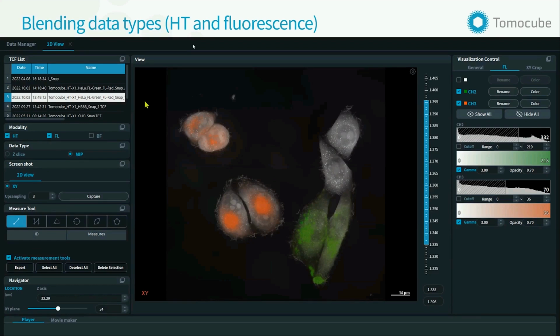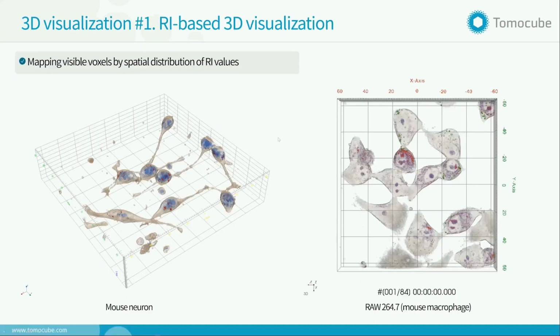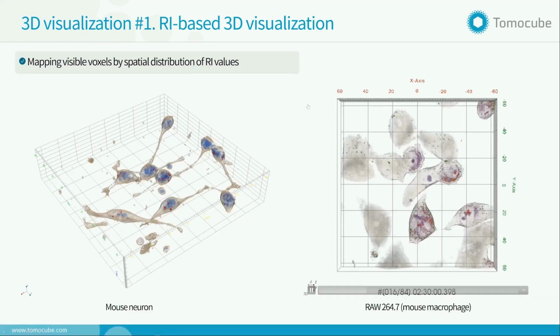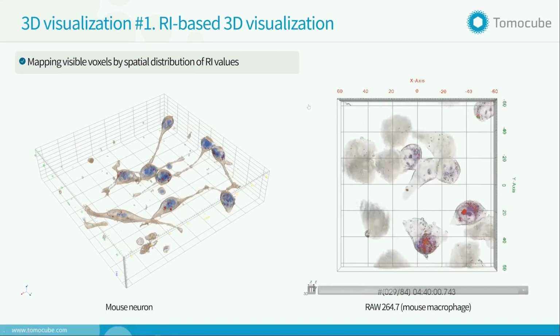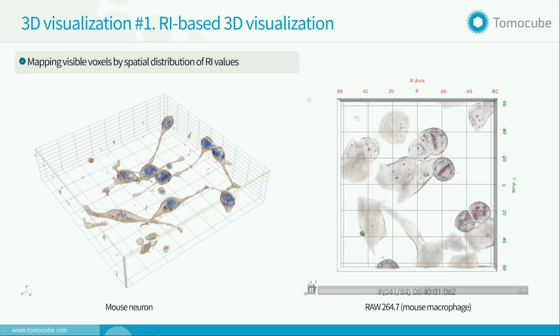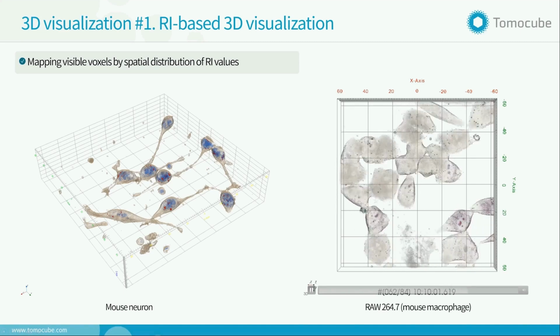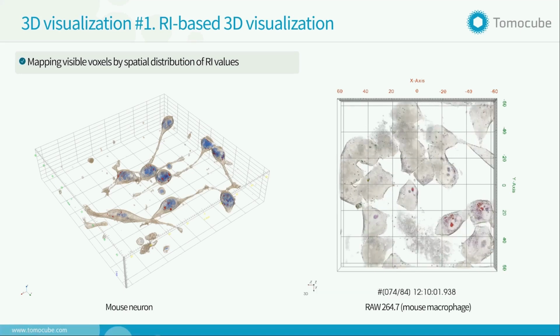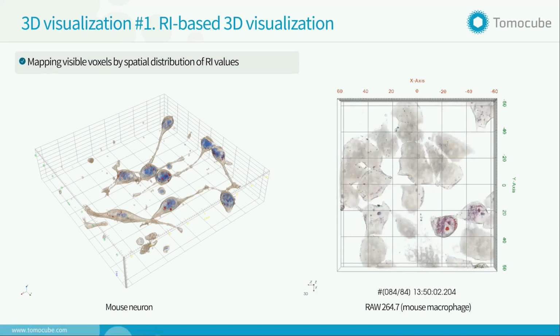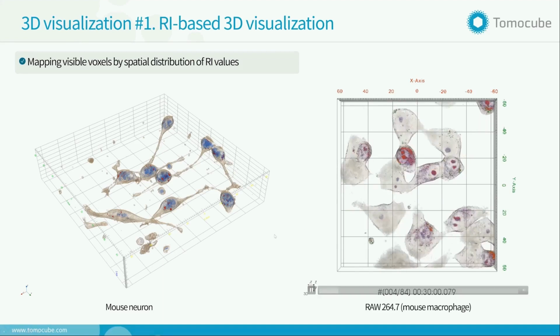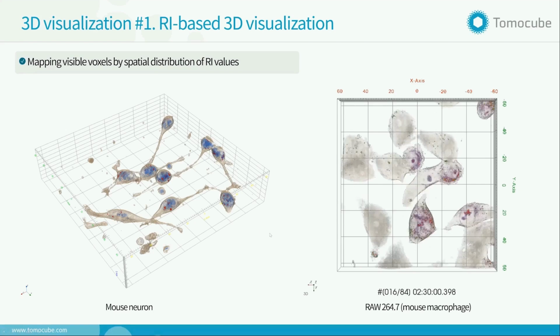So this is a screenshot of our software. And there are different types of visualization. The first type is using refractive index values for visualization. We just change the spatial distributions, transparency, or coloring based on the RI values. So now you can see three-dimensional visualizations of a neuron cell. And this is also a three-dimensional visualization of mouse macrophages over time.